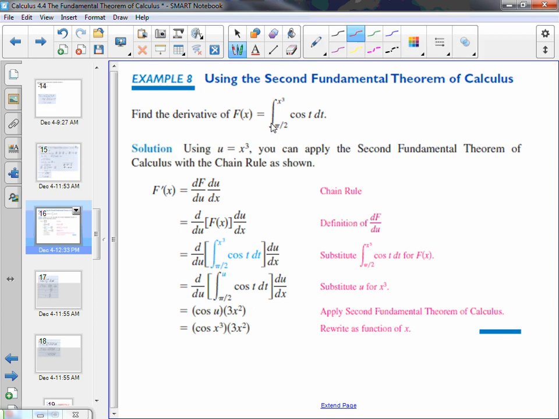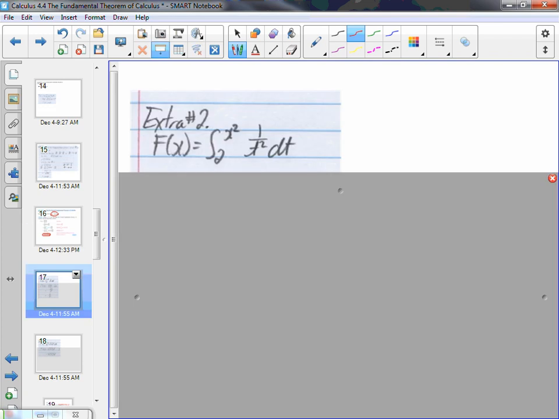That is the derivative of that. Do that one. Find the derivative. Find capital F prime of x.